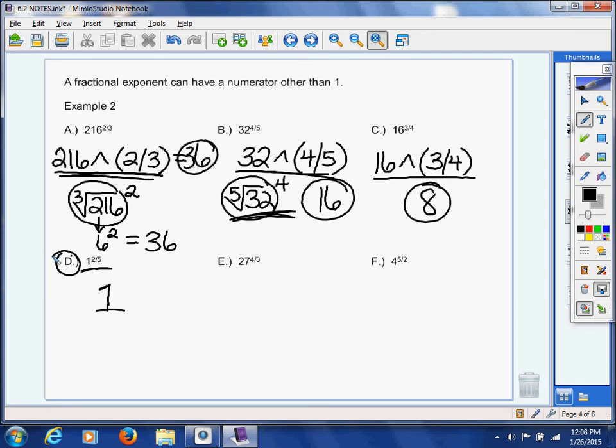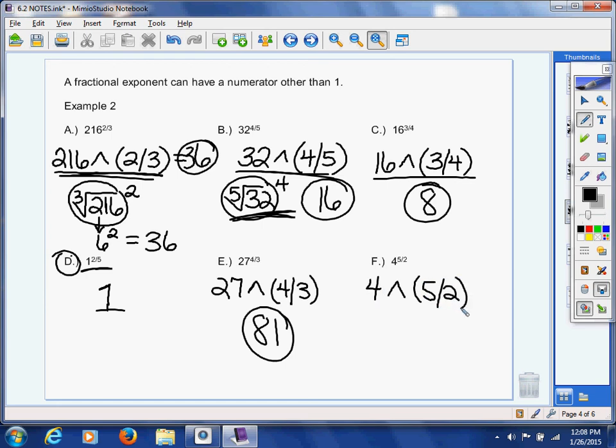All right, try this one. Let's punch that in. We've got 27 raised to the 4/3 power. Just continue practicing your keying, and let's see what you got. Did you get 81? I hope you did. All right, and last one, we got 4. I'm going to raise that to the 5/2 power. And did you get 32?